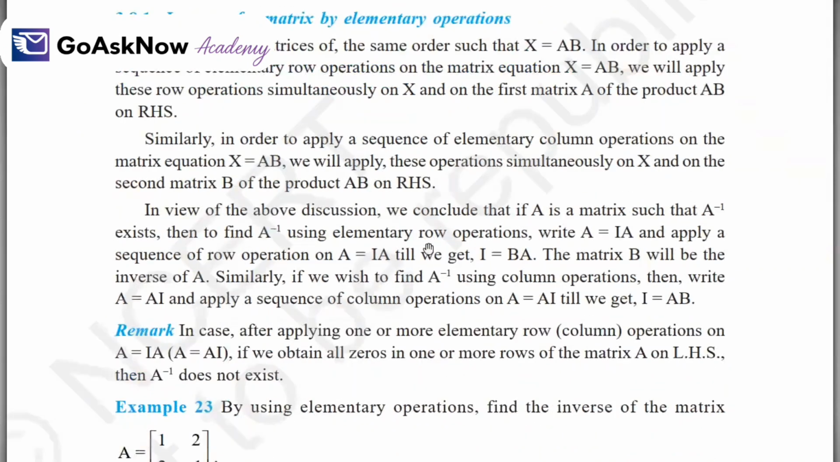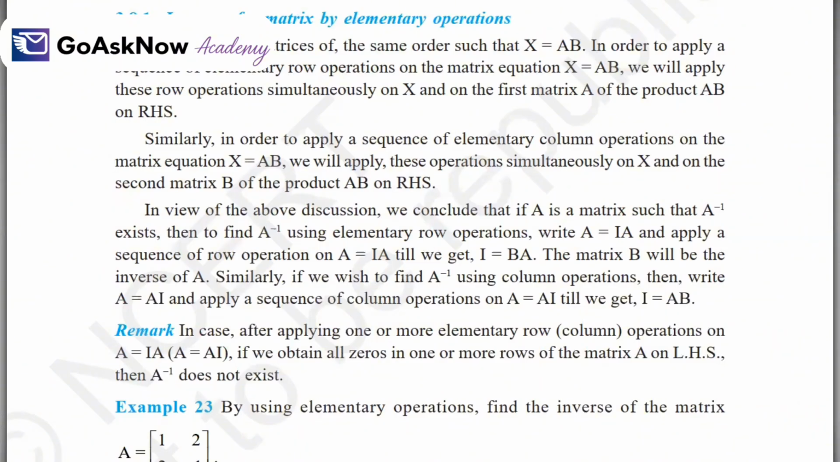Similarly, in order to apply a sequence of elementary column operations on the matrix equation X is equal to AB, we will apply these operations simultaneously on X and on the second matrix B of the product AB on the RHS. So if we have to apply a row operation, then we will apply it on the first matrix A, and if we have to apply a column operation, then we will apply it on the second matrix B.